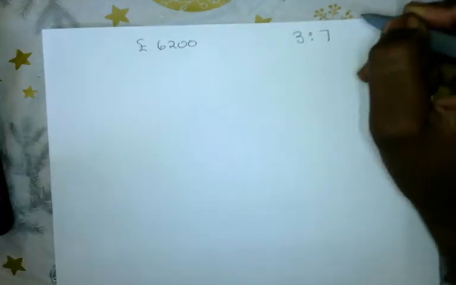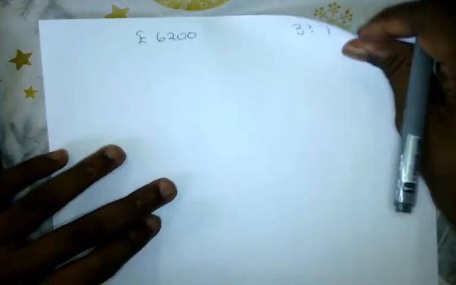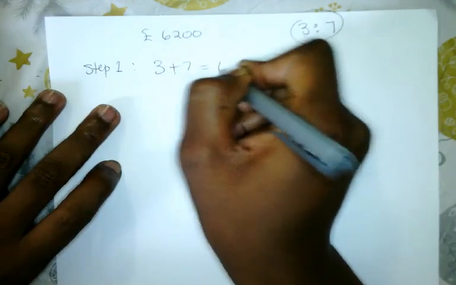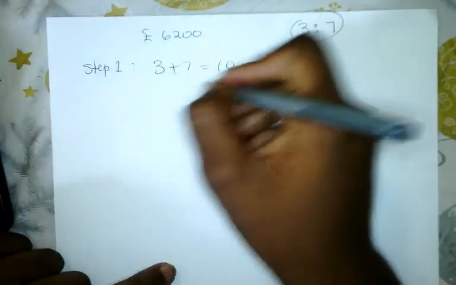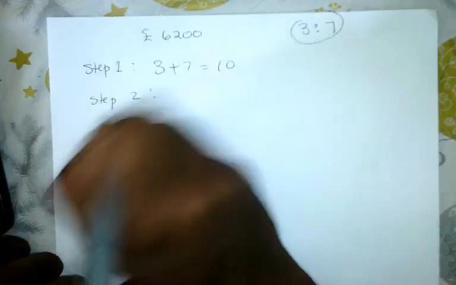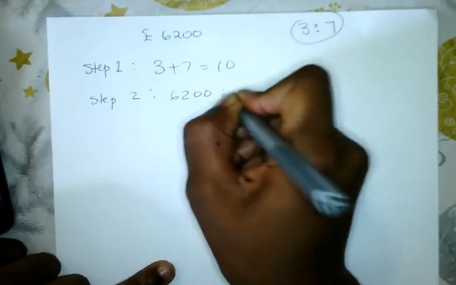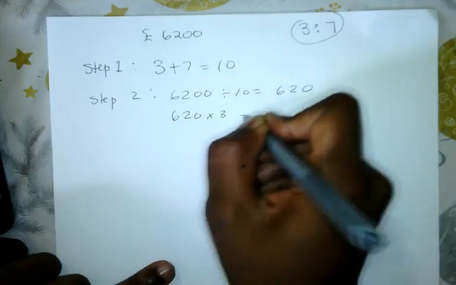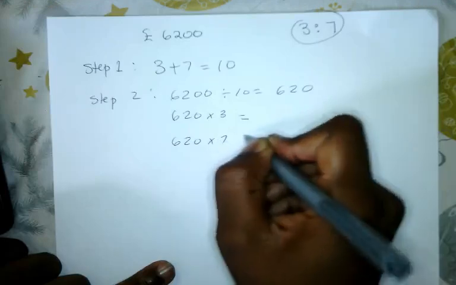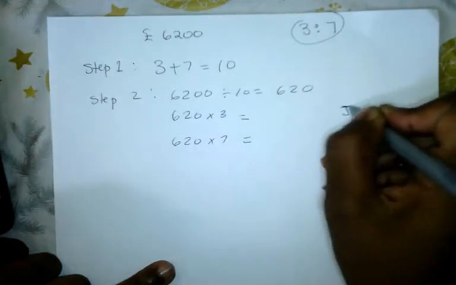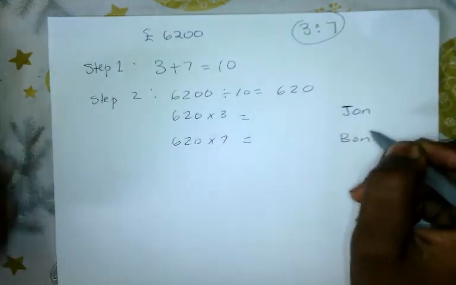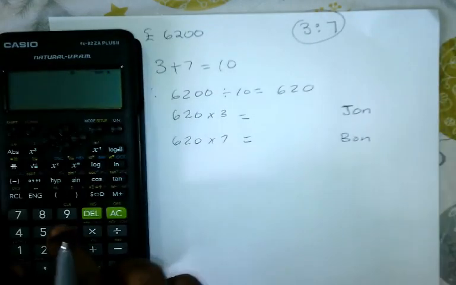We're going to now do the same thing. Step 1, add the ratios. See how many questions we're doing. I hope you are also practicing there. 6,200 divided by 10. And that'll be 620, 620 multiplied by 3, 620 multiplied by 7. Whatever amount we get here is for John, whatever amount we get here is for Bon. So please do that. 620 multiplied by 3.